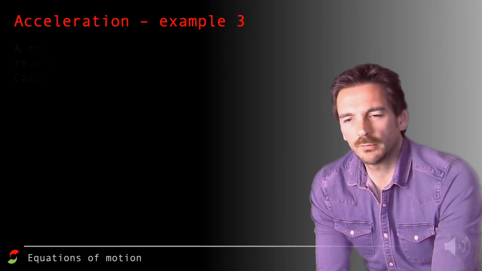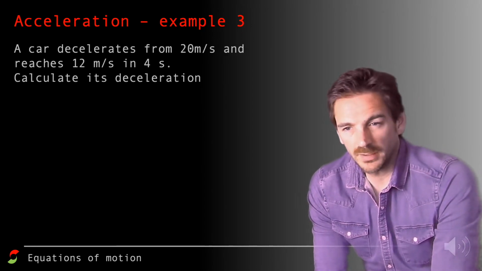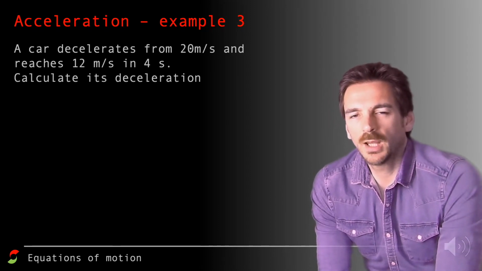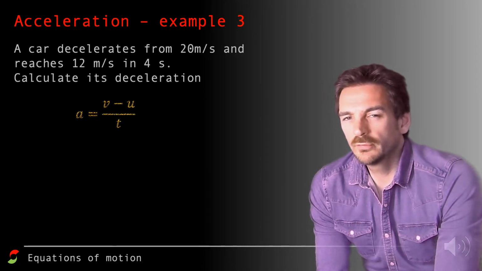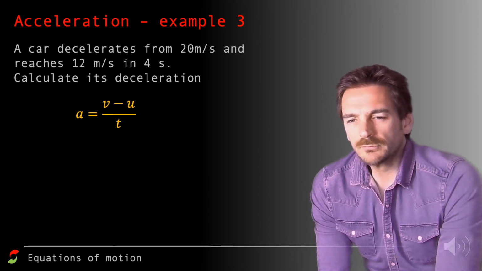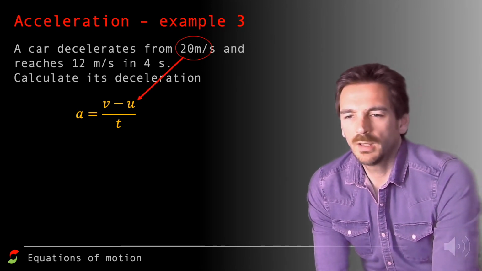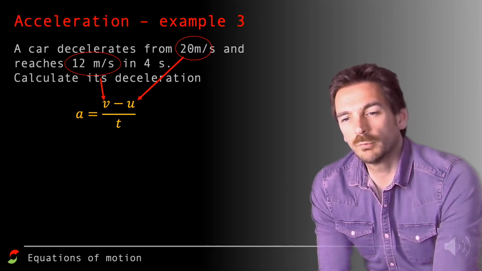Okay, let's have a look at another example. So it accelerates this time from 20 meters per second to 12 meters per second in 4 seconds. And now we've been asked to calculate the deceleration. So using the same equation again, 20 meters per second is going to be the initial velocity this time, and 12 meters per second is the final velocity, so the velocity's got smaller.